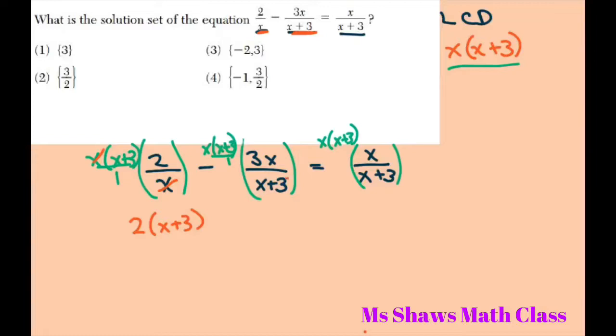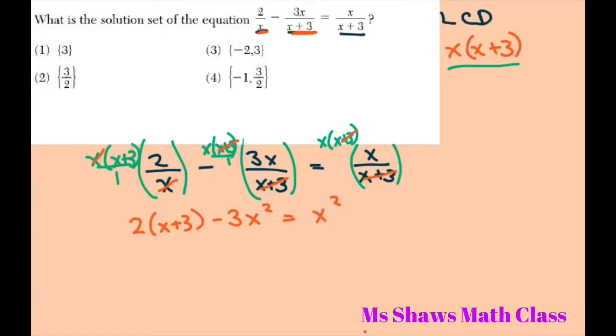For this one, you're going to cancel those two out. So you get minus 3, and there's 2 x's, so that's x squared. And then these two cancel, and you get x squared. And after that, you just solve.